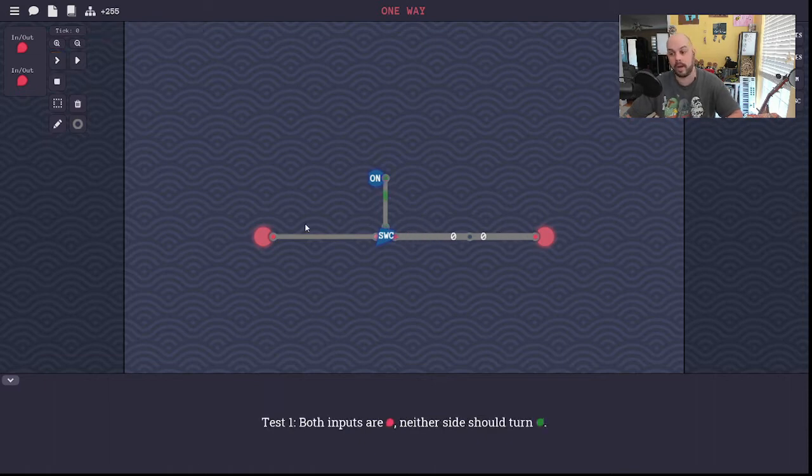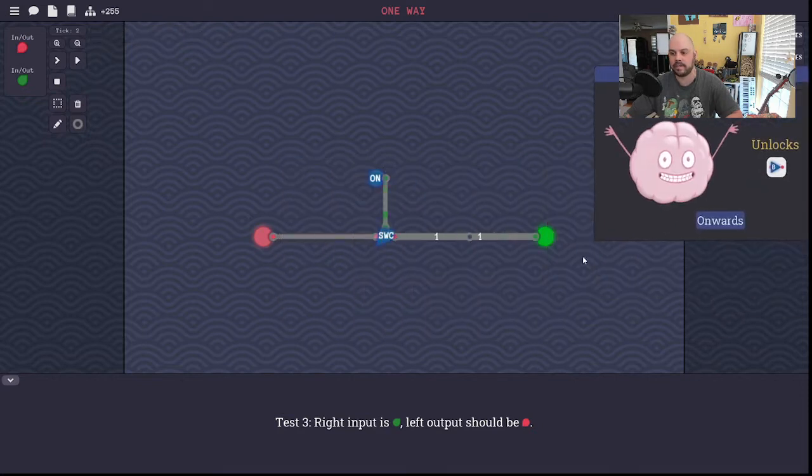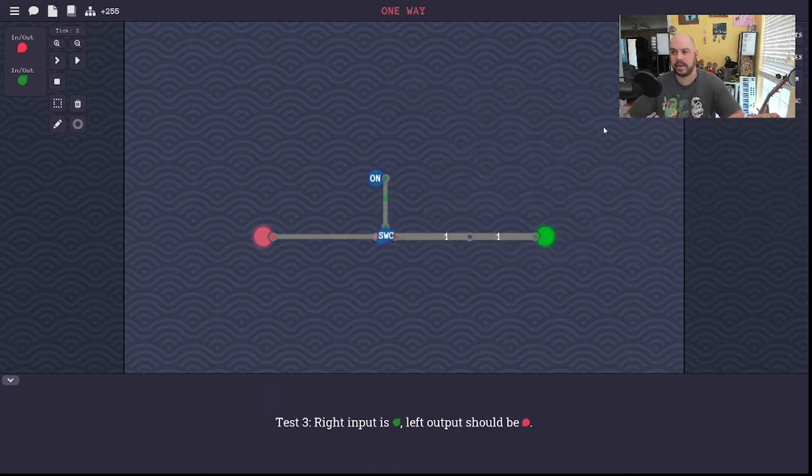So switch is turned on, test 1, right? Switch is turned on, but we got no information, so nothing flows. Switch turns on, now we've turned on the left side, boom, we've got an output, and you can see that 1 flowing in. Now if we turn the other side on, but we leave the left side off, the switch won't allow that to go back in. So that's pretty simplistic.